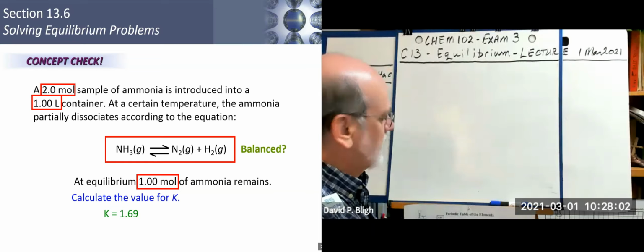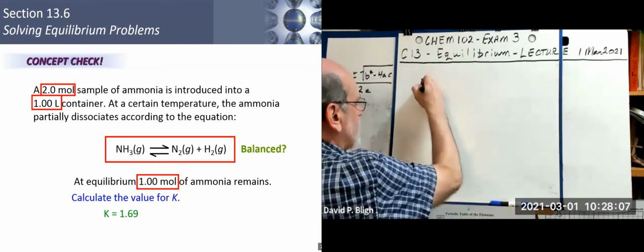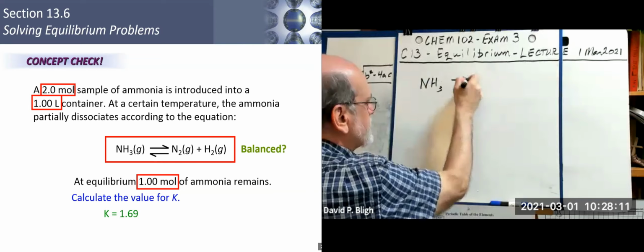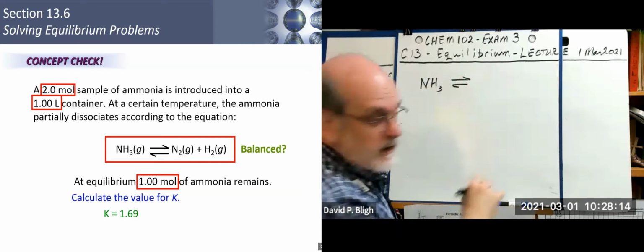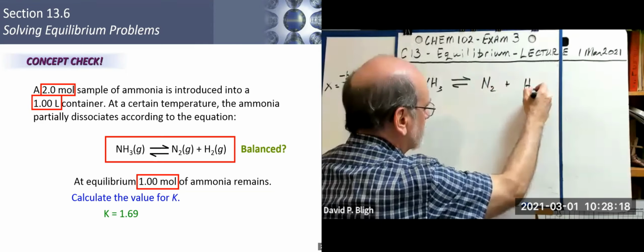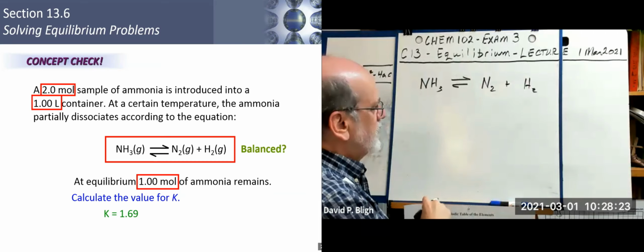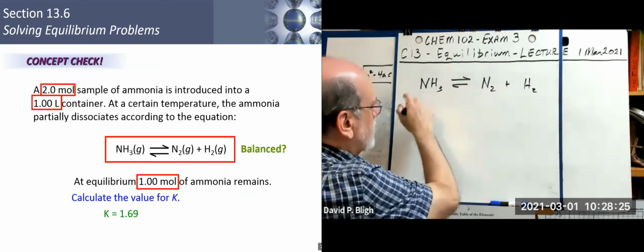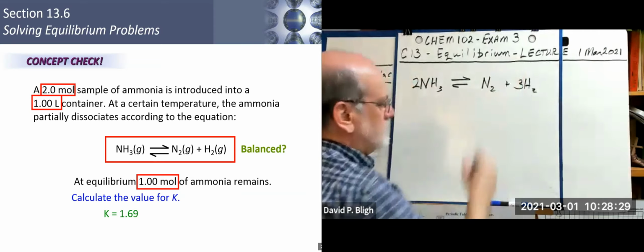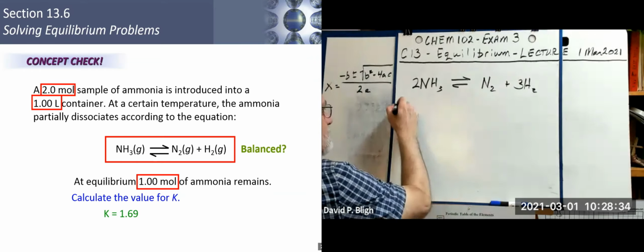There we go. All right, so what's our balanced equation? Well, we've got ammonia on this side, and it's dissociating into nitrogen and hydrogen. Those are all gases, so I'm not going to write the G in there. So how would we do that? Well, we need 2 of these over here. That gives us 6 of these. So now we're balanced.